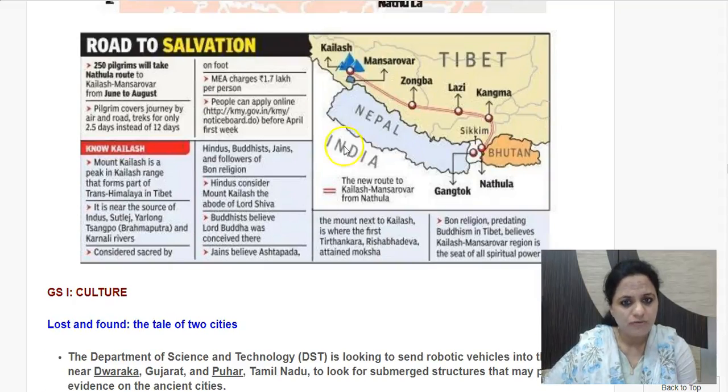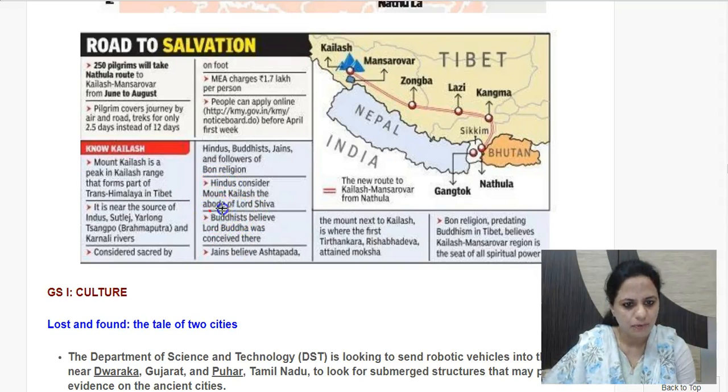And this Kailash Mansarovar is a region of religious significance, not just for Hindus but 3 other religions too. For Hindus, Jains, Buddhists, and even Bons, which is a religion in Tibet, all consider this region sacred. This we had also discussed earlier, 2-3 days back. The details here are given again regarding why it is significant.